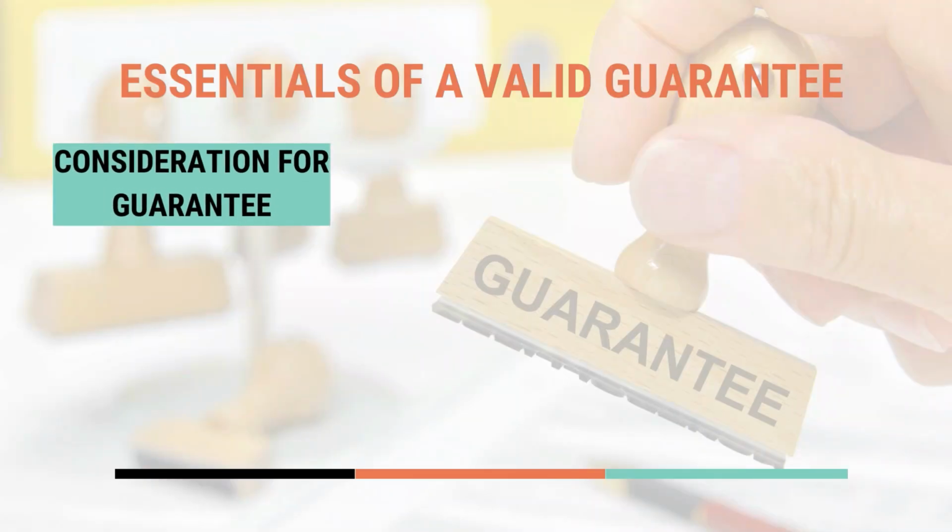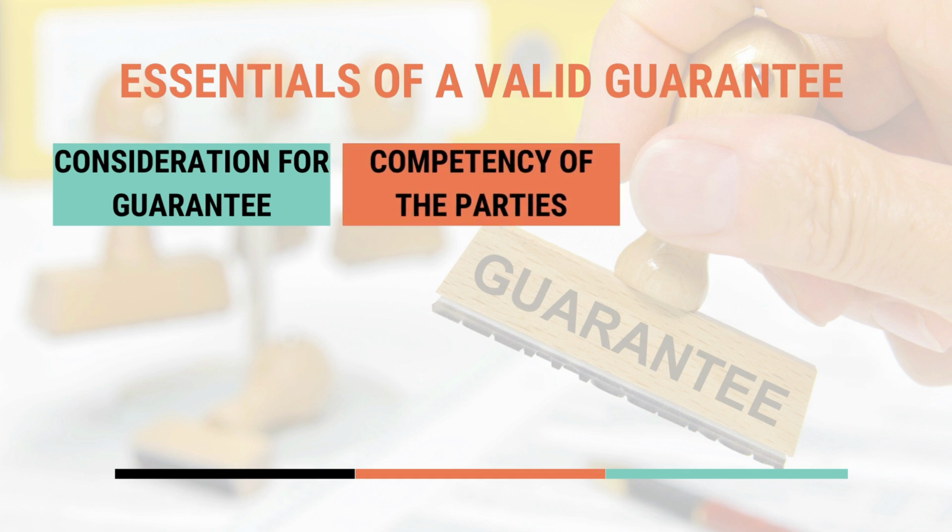Second, consideration must be there. So surety is giving a guarantee, so he is playing the role of guarantor. So there must be some consideration available for him. Third, they must be competent enough. So it should not be that he is of unsound mind, he is of minor age, he is not major, he is debarred from entering into a contract.